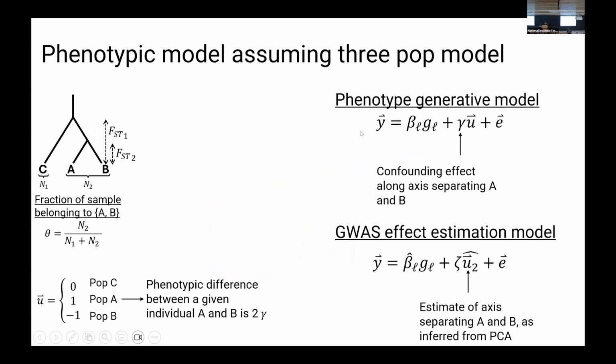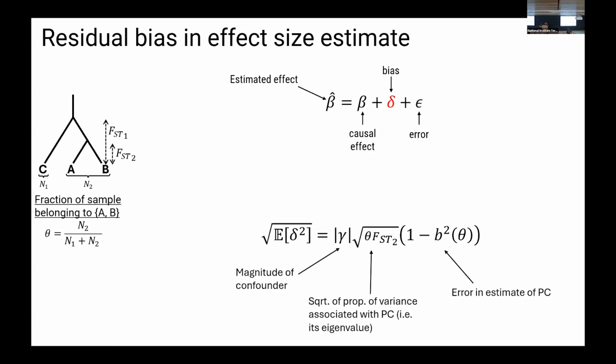So how does that arise in the phenotypic model? Same phenotypic generative model, but we're assuming a different demographic model now. And so now we're going to use the second sample PC that PCA gives us, right? And now we've seen from that heuristic argument before that it might have some inaccuracy in it.